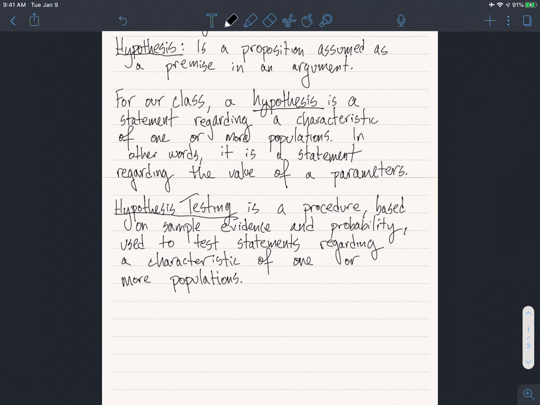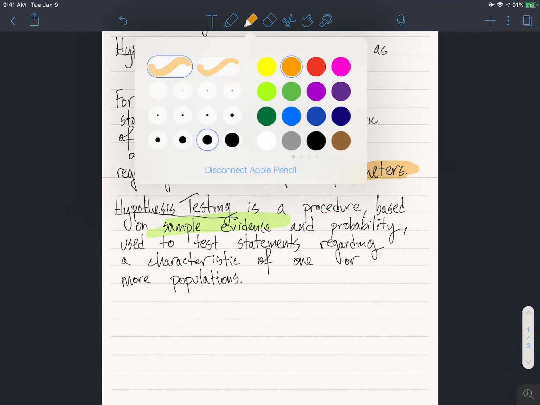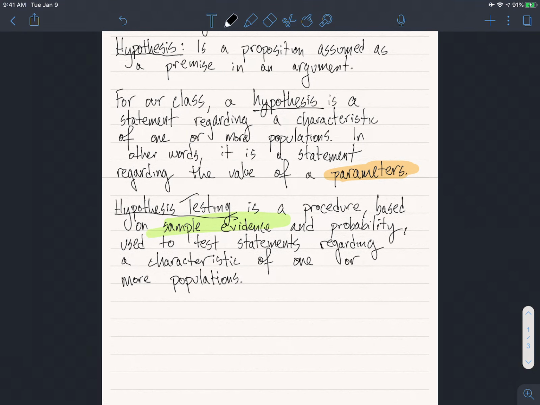We do this procedure mathematically. We draw samples, right? Sample evidence. Why do we need sample evidence? Because the hypothesis is based on the value of a parameter, and like we've been saying all semester, we can't actually go out and find the value of the parameters. We go out there, we get sample evidence.